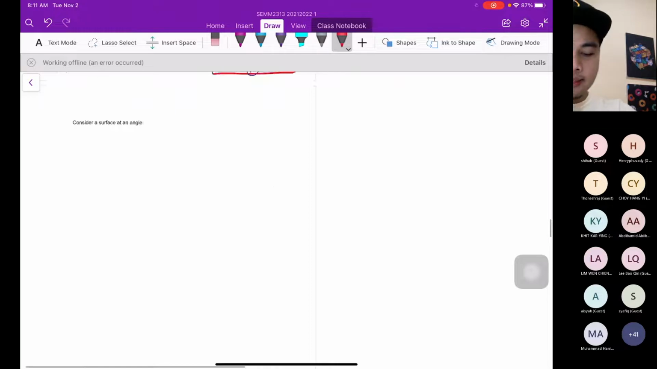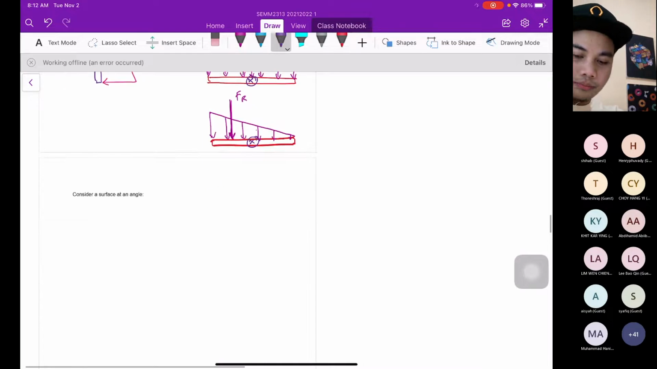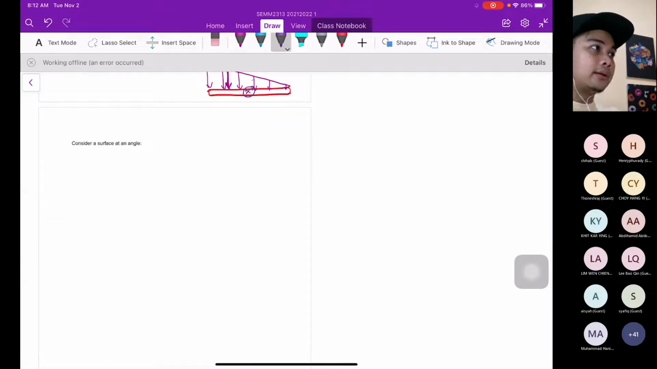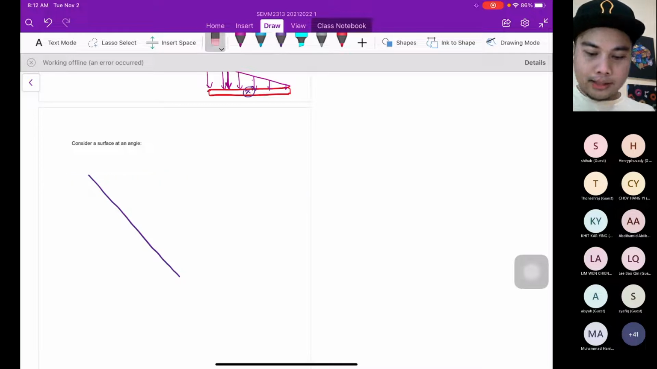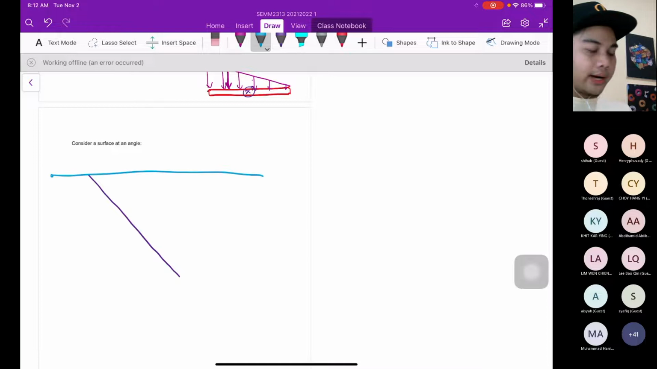So now let's consider the surface at an angle. All right, let me draw you a surface with an angle. We have the angle here. This is the surface. You must consider the surface fully submerged in the water, not some part of the surface out of the water. Let's say this is water, with an angle, and we consider this angle as theta.